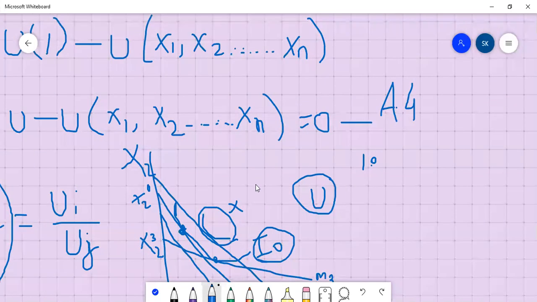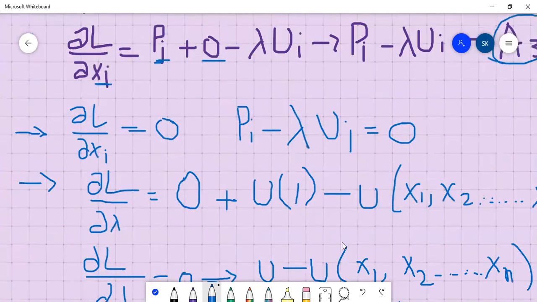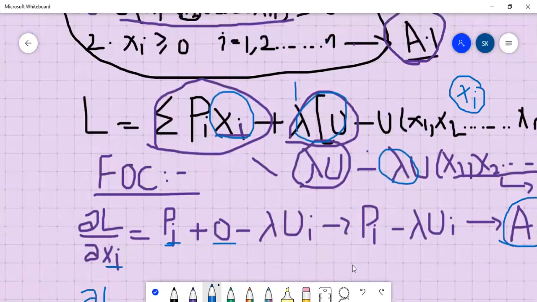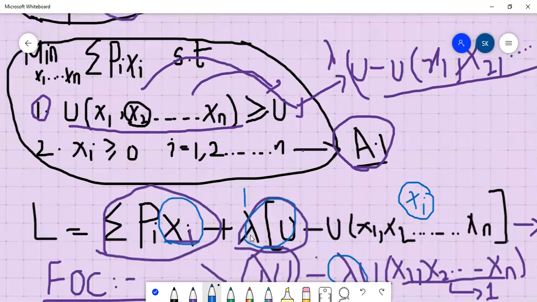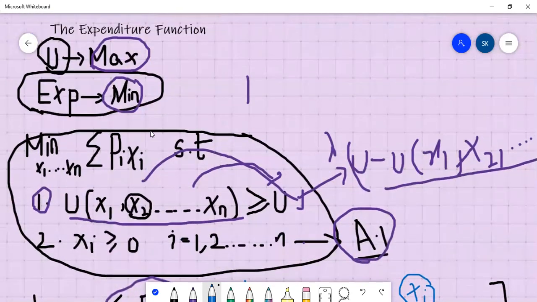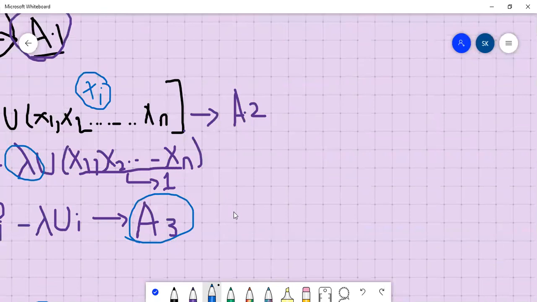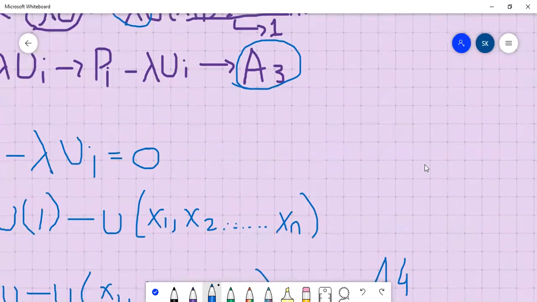Again, let me move back to our initial statement. When we started this topic, we had a condition where we wanted to maximize the utility. In order to maximize the utility, the consumer should be on the highest indifference curve. Then in order to minimize the expenditure, the consumer should be on the lowest ISO expenditure line. So the same statement has been repeated over here in this diagram.